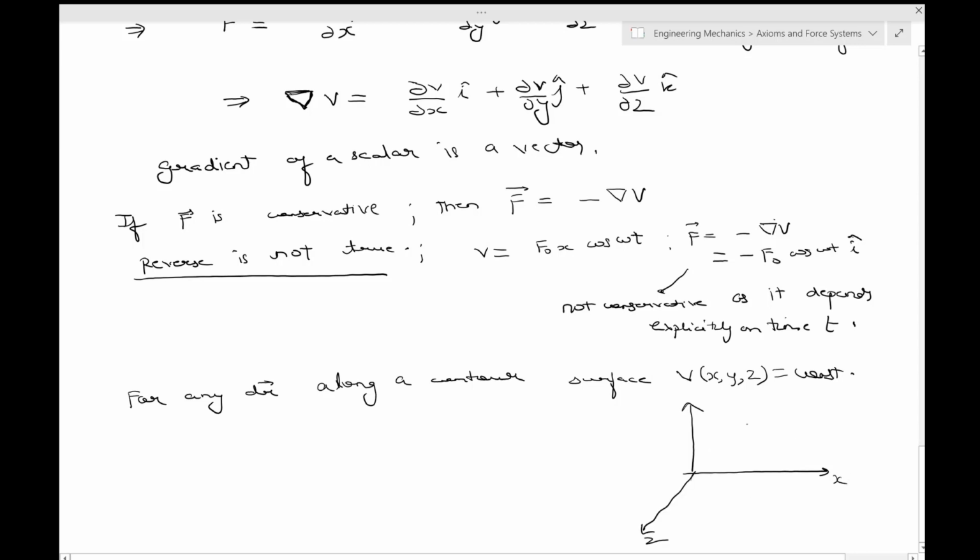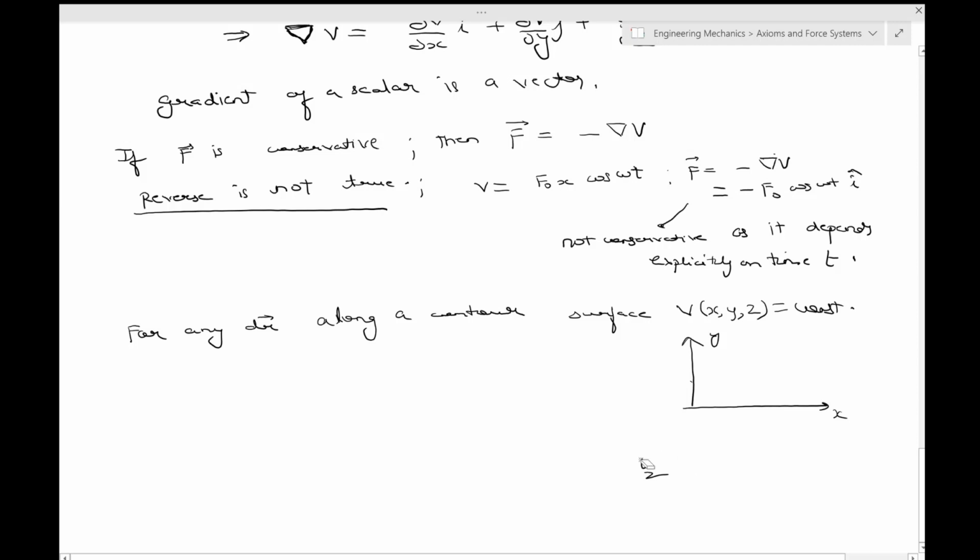You have x, y and z. Okay, now, let me draw a bigger diagram. So say for a path like this, x, y, z keep on changing themselves, but always do it in a way such that the potential energy remains the same. So it's a contour surface over here. Okay, so let's take up one point of it, say r, and this small distance would be dr. Okay, and the force which acts over here is F of r.